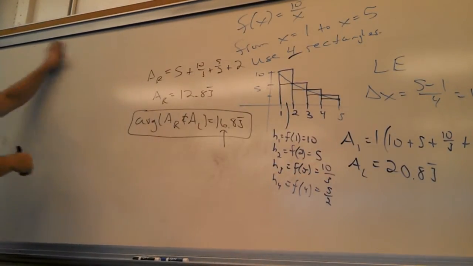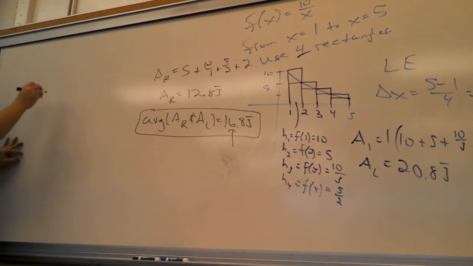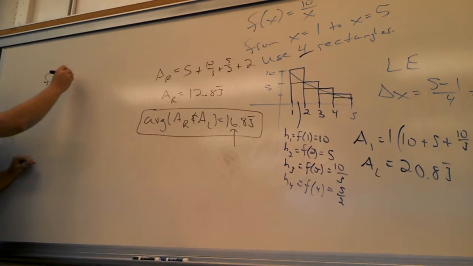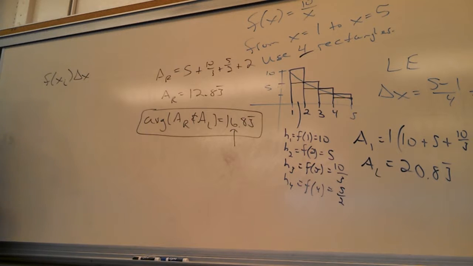So what did we do here to find it? We took f of x, let me just call it xi. Is that cool? Because i could be 1, 2, 3. All right, I like it. And we multiplied that by delta x, and then we added them all up.